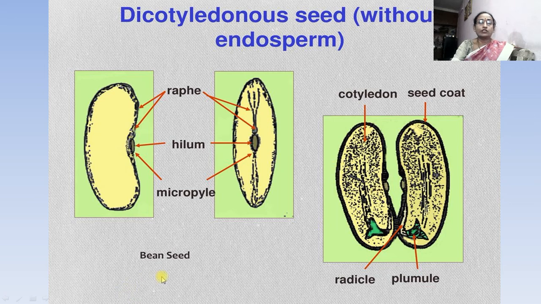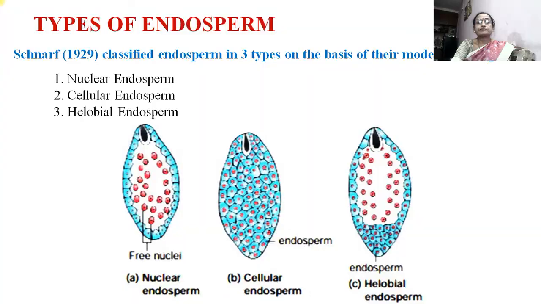Bean seeds, as I told earlier, consume the endosperm which is present inside the seed, and after that they remain without endosperm. They are called exalbuminous seeds. Then types of endosperm. Strasburger, in 1929, classified endosperm into 3 types on the basis of mode of development. The very important function is how they develop. On the basis of that, he classified the endosperm into 3 types.